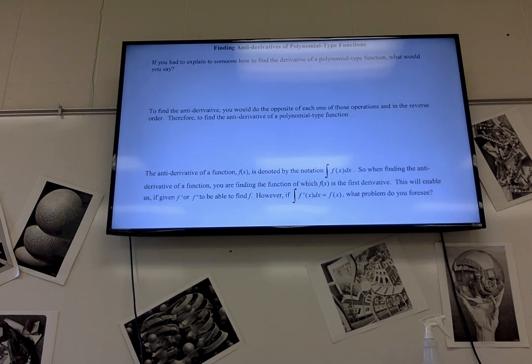Okay, here we go. Your rocket notebook. If you had to explain to someone how to find the derivative of a polynomial, what would we do? How do you do that? Take the exponent, multiply it by the coefficient. Yeah. Okay. That's basically it, honestly. Multiply by the coefficient, and then what else? Lower the exponent by 1. Okay. Yep.